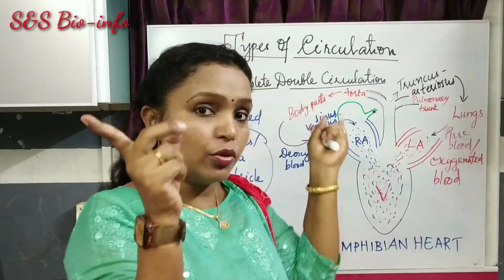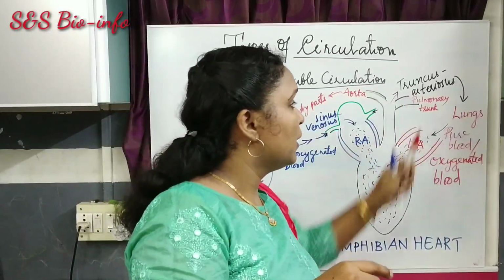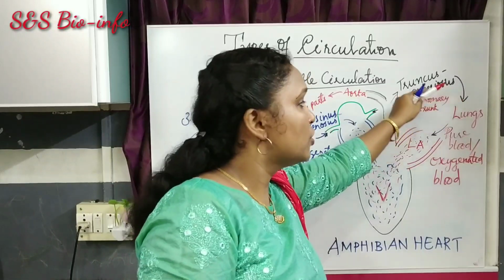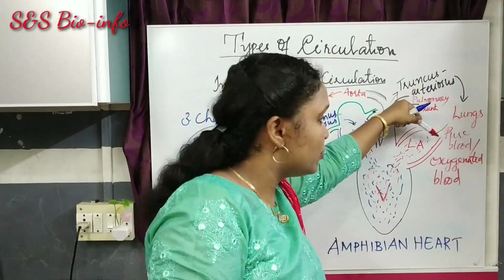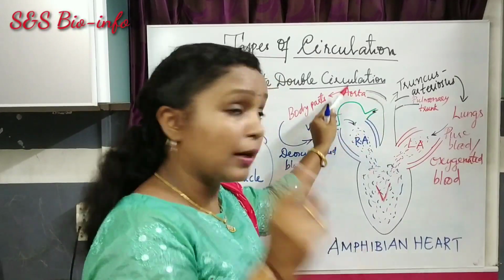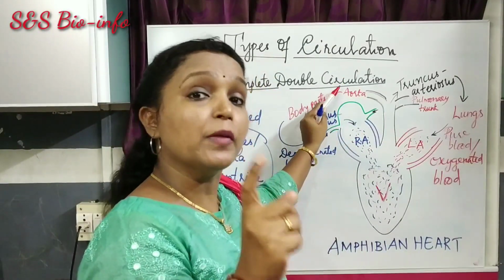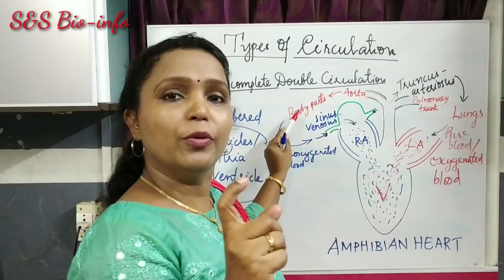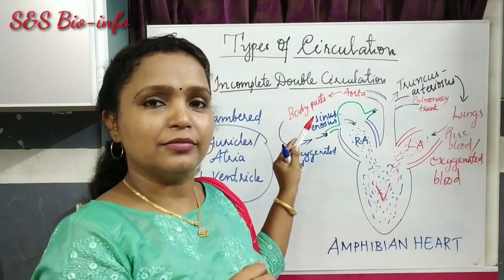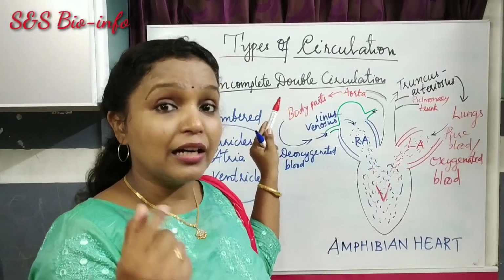From there it goes in different directions. One goes to the pulmonary trunk, then to the lungs for purification. Thereafter it goes to the left atrium. Simultaneously, some amount of blood goes to the aorta and on to the body parts. Here the body parts receive the mixed blood. It contains both oxygen and carbon dioxide.